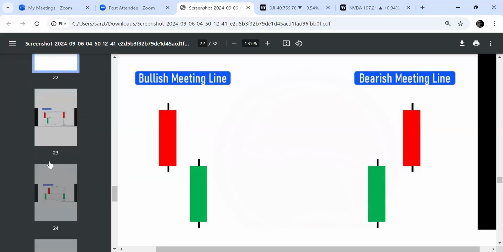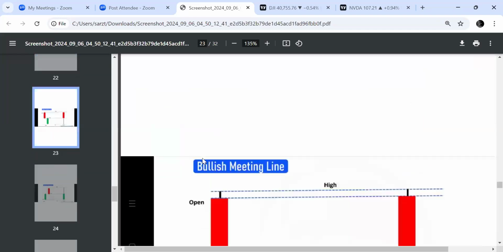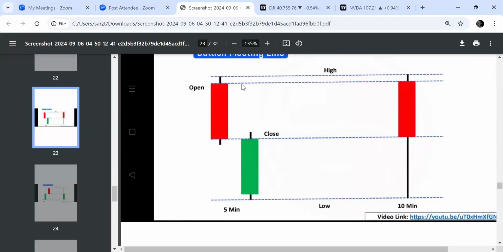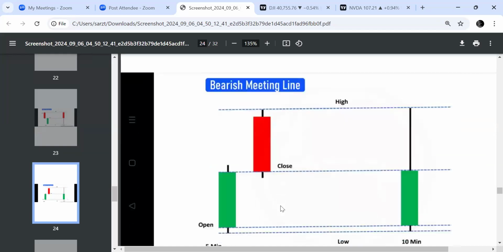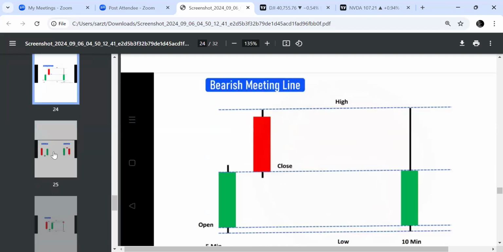And again, for example, if you are checking the bullish meeting line in the 5 minute time frame, and in the 10 minute time frame, the same hammer will form. I mean, it's the same hammer. Here the psychology is that the wick is high on the bottom and low on the top. And again, if you check the bearish meeting line on the 5 minute time frame, in the 10 minute time frame, we will see a shooting star. And again, here the concept is the same.